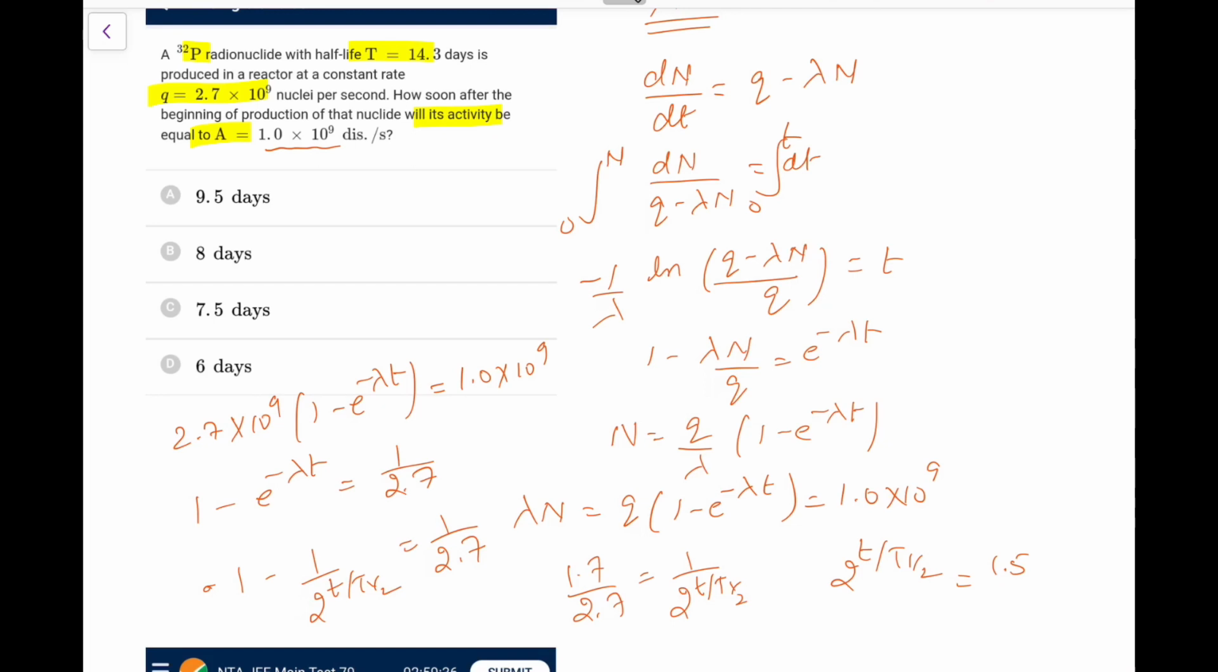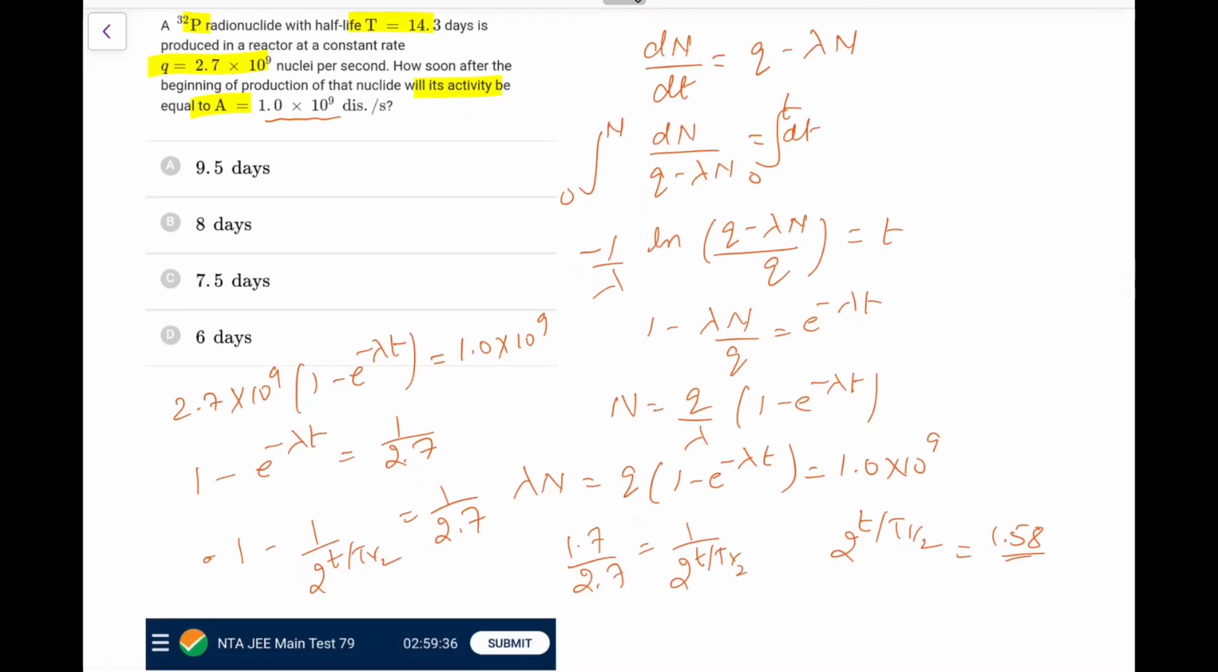That you can write as 1.59, approximately 1.58 is what you will get. So 2 to the power something is 1.58, so definitely it is greater than 1 and less than 2. So t would be greater than t half by 2, so it would be greater than 7.15 days for sure, that is for sure. Now you have to solve it.